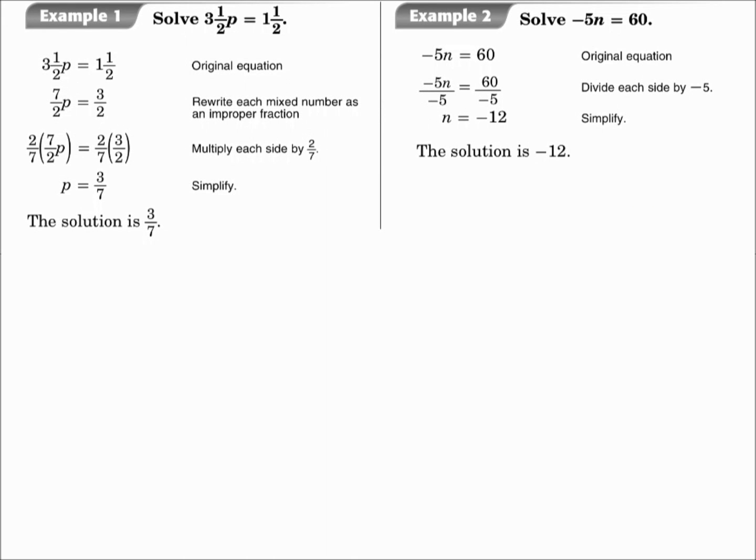Example 1. Solve 3.5p equals 1.5. First change the mixed numbers into improper fractions. 3.5 becomes 7 halves, and 1.5 becomes 3 halves. Now that's 7 halves times p. So to get rid of the 7 halves, to get the variable by itself, you want to divide both sides by 7 halves. And when you divide by a fraction, you're really multiplying by the reciprocal. So multiply both sides by 2/7.